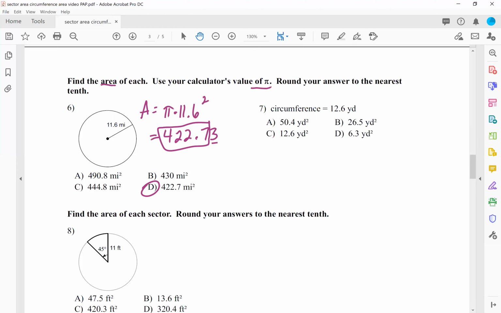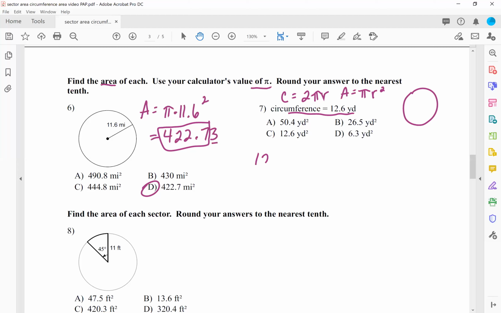Okay, problem 7. This was a little different. They've given us the circumference. So they've told us how far it is around the whole outside of the circle here. Now we can use the circumference to actually figure out what we need to find the area. So remember, your circumference is 2 pi r, and your area is pi r squared. So what we need from the circumference here is that radius measurement. So we're going to have to work that formula backwards so we can get the radius.